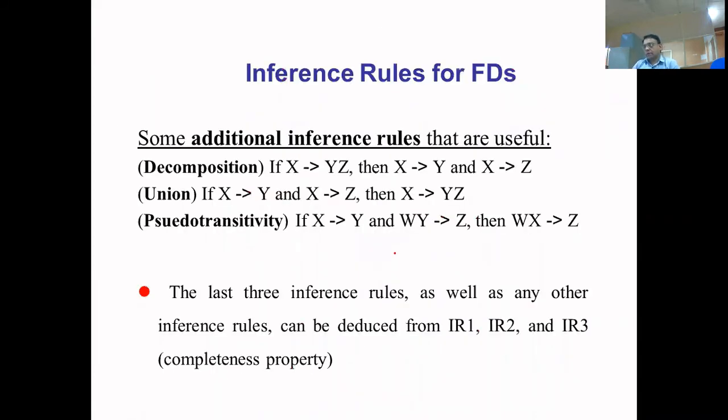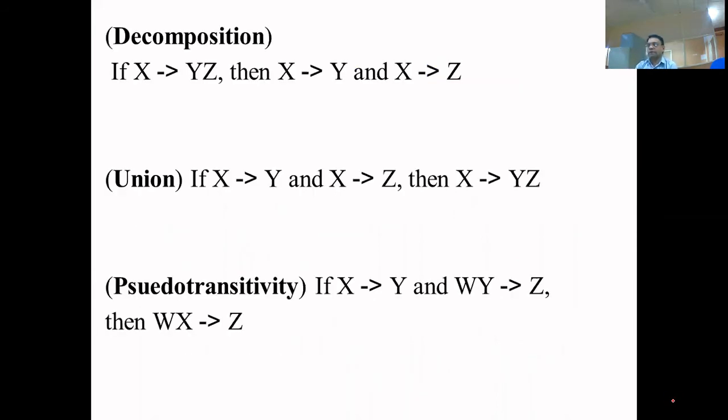So we have three more inference rules right now: the decomposition rule, the union rule, and the pseudo transitive rule. So we'll discuss the decomposition rule. If we have a functional dependency X determines YZ, then we can write it as X determines Y and X determines Z. Let's take one example.